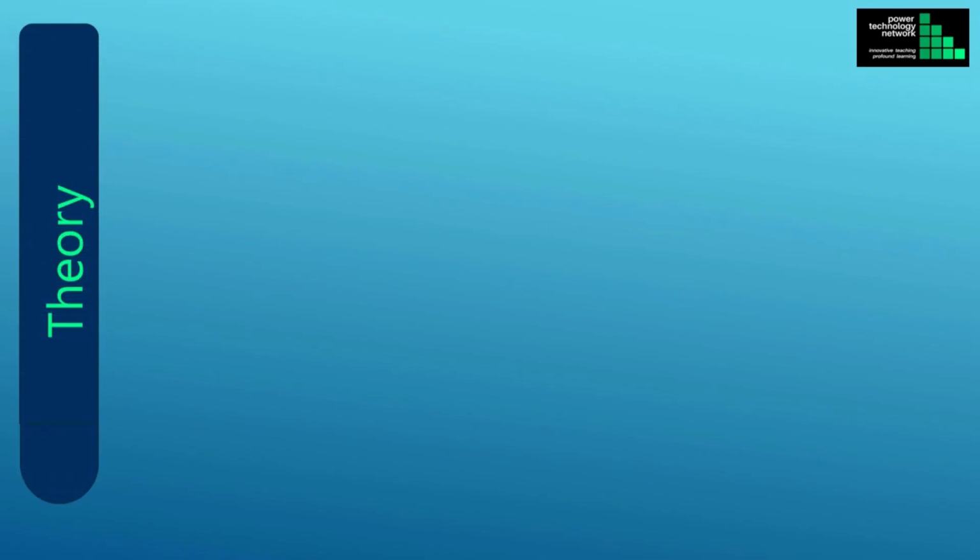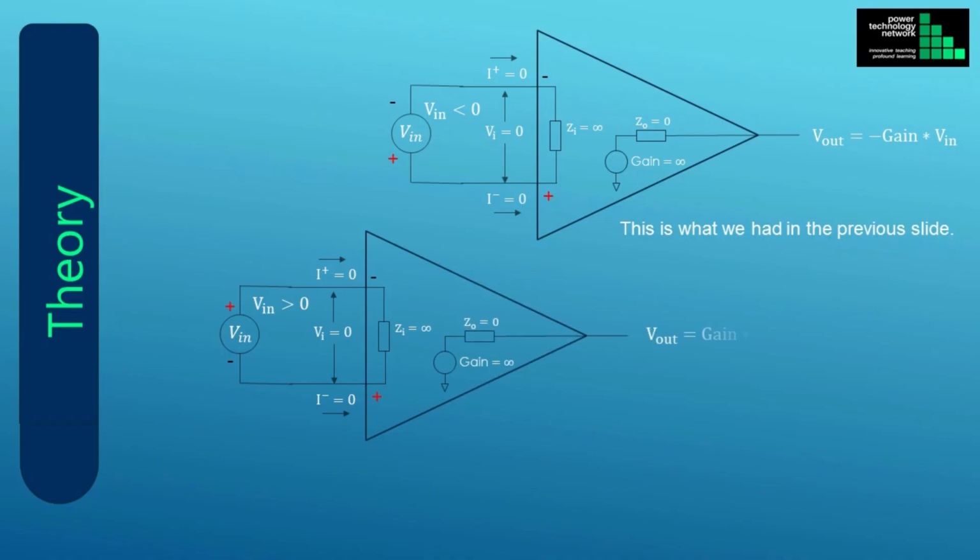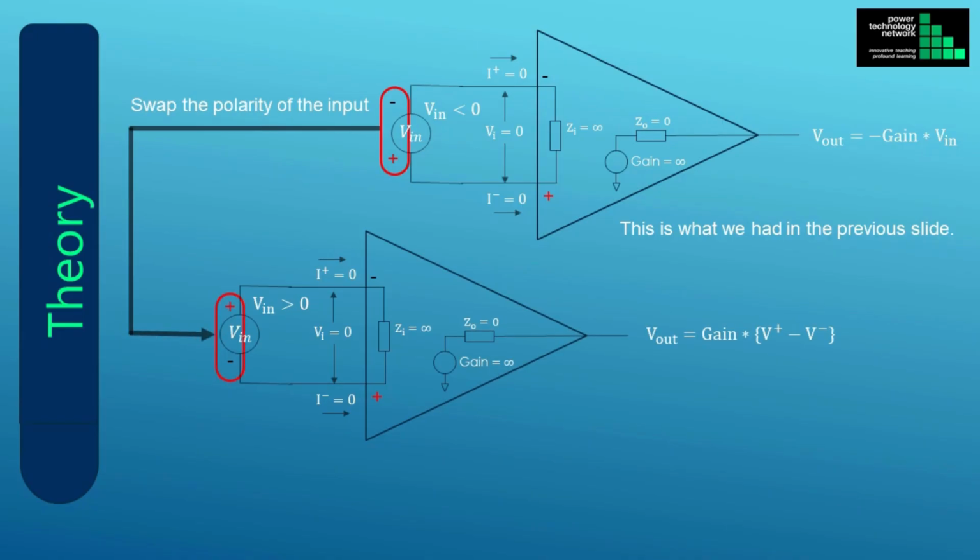Let's start with the schematic introduced in the previous slide. This is the schematic that we had in the previous slide. The input voltage is negative and the usual gain equation applies. And let's introduce the same circuit but with the input reversed. The polarity of the input is swapped around between these two circuits. The gain equation is simplified, in the usual way, as shown here.